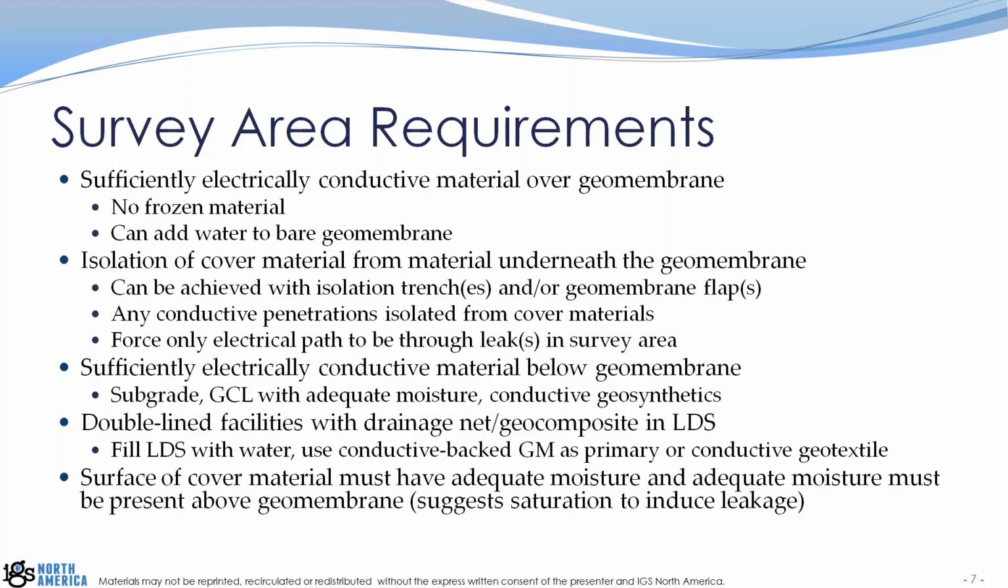It also discusses double-lined facilities. If they do only have drainage net or geocomposite in the leak detection system, you can fill that with water. You can use a conductive-backed geomembrane as a primary or some type of conductive geotextile type product.